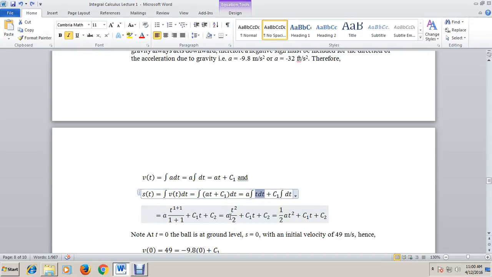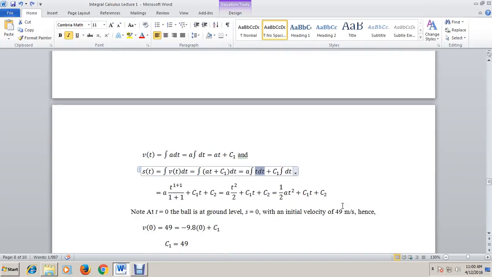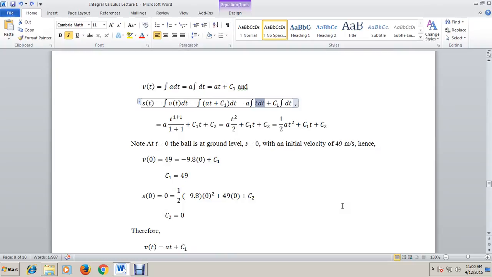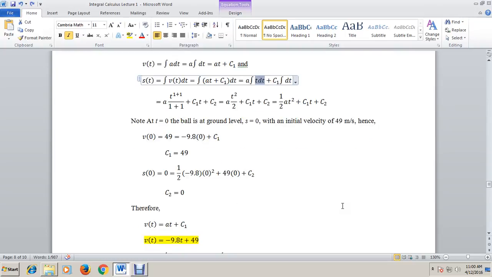So we can write down the solution as a times t squared over 2 plus c sub 1 t plus c sub 2. Now c sub 2 here is the second constant of the expression. We can also write that as 1/2 at squared plus c sub 1 t plus c sub 2. Now, the next step of the solution is to find a particular solution, which requires us to look for particular values for c sub 1 and c sub 2.